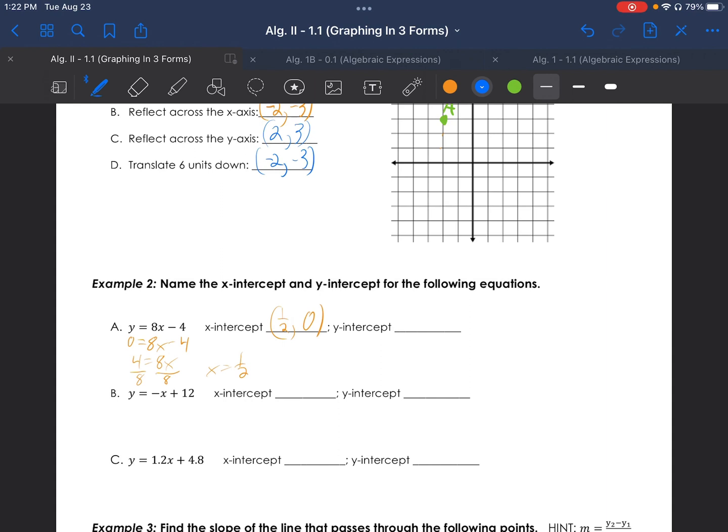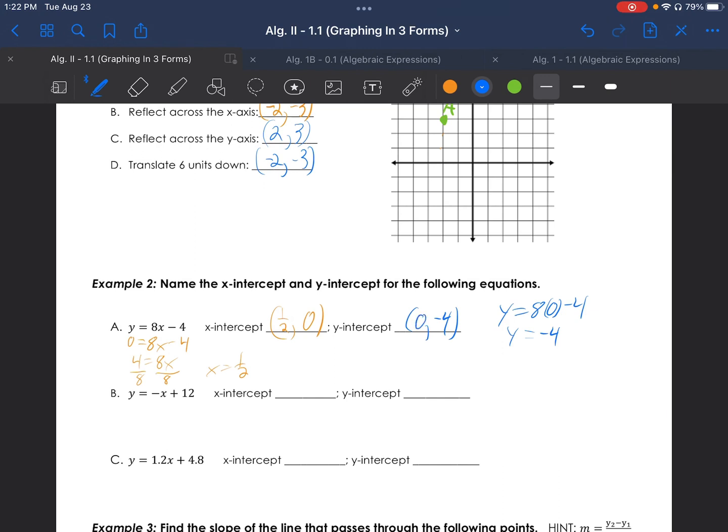As we do the y-intercept, we have that same original equation, but I'm going to make the x value 0 and solve that. So 8 times 0 is 0, and 0 minus 4 is just -4. So in this ordered pair, the y value is -4, and the x value, since it's the y-intercept, is 0.